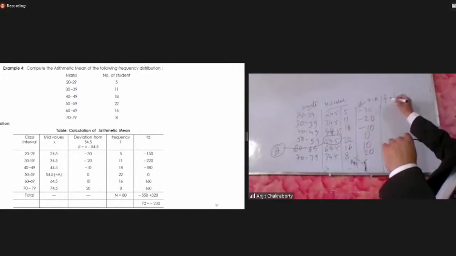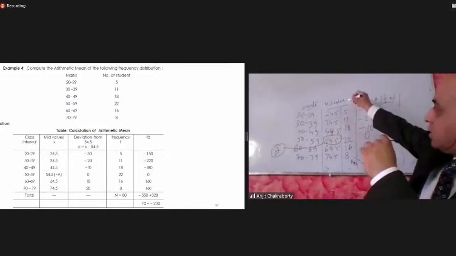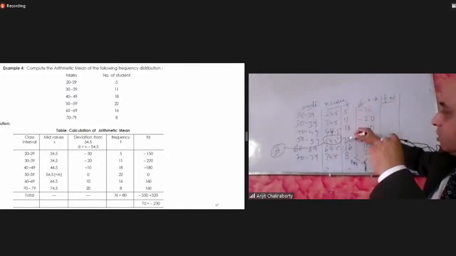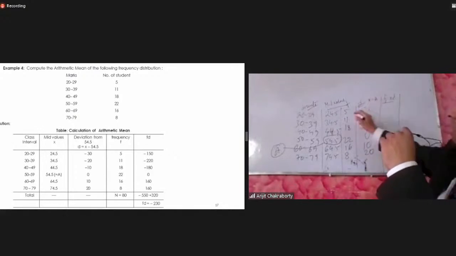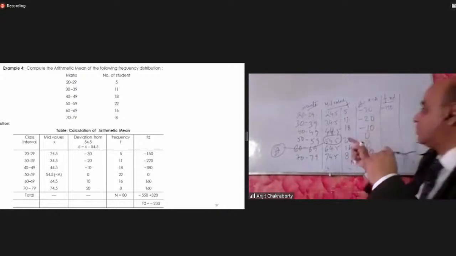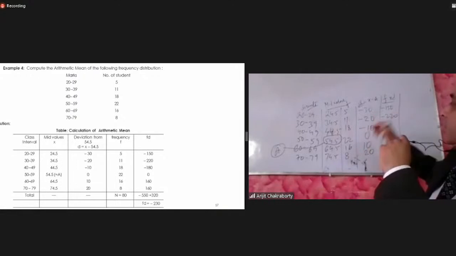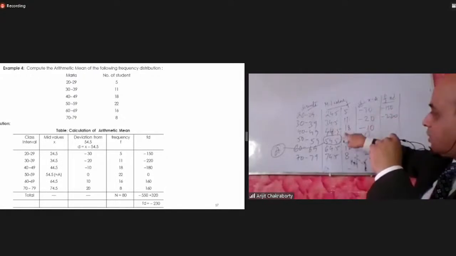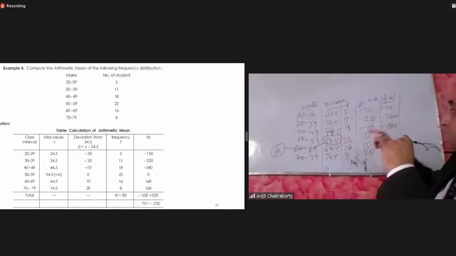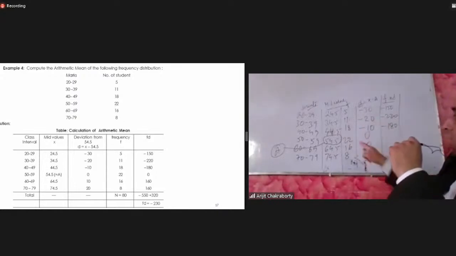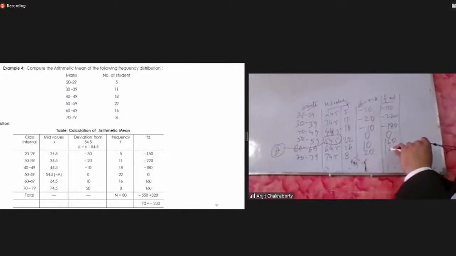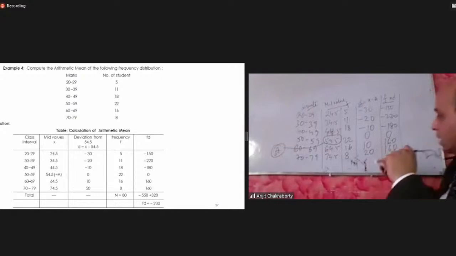Now, I have the deviation D, and what I will do is compute f into D. This is the frequency and this is the deviation. So 5 into minus 30 is minus 150. 11 into minus 20 is minus 220. 18 into minus 10, minus 180. Be very careful about the signs here. 22 into 0 is 0. 16 into 10 is 160. 8 into 20 is 160. Okay, now we add up.